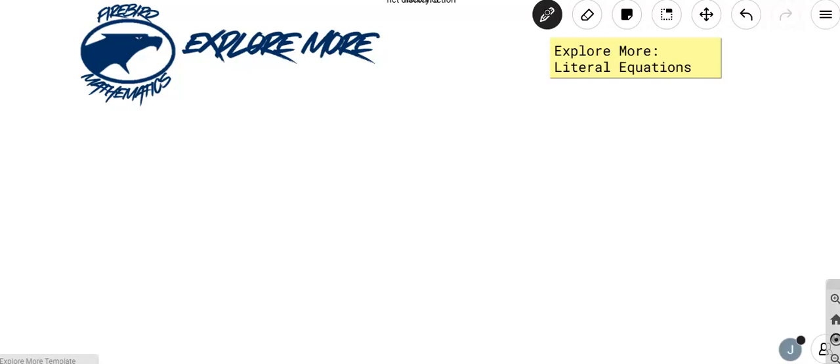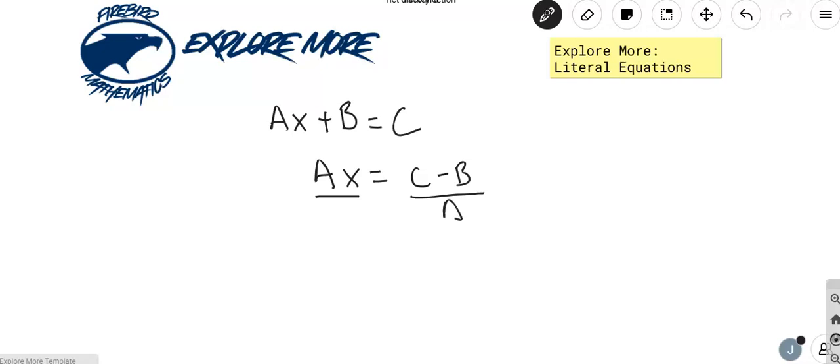Okay, so in class you've been doing problems where maybe it was like ax plus b equals c, and then your directions were to solve for x. And so you subtracted b from both sides, and that gave you ax equals c minus b, and then you were trying to get x by itself. So to get rid of this a, you would divide both sides by a, and so your answer would be something like c minus b all over a. Okay? So those are literal equations.